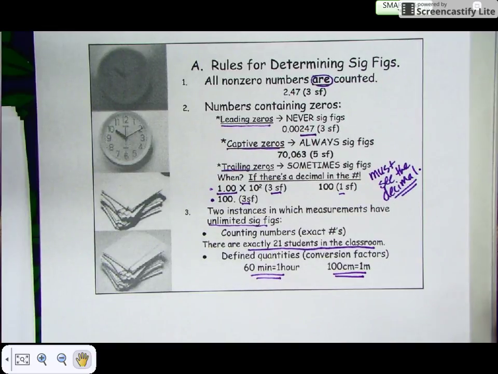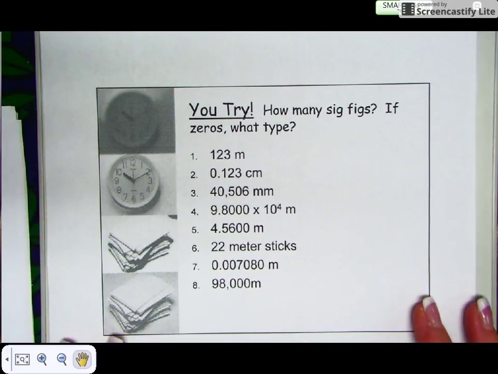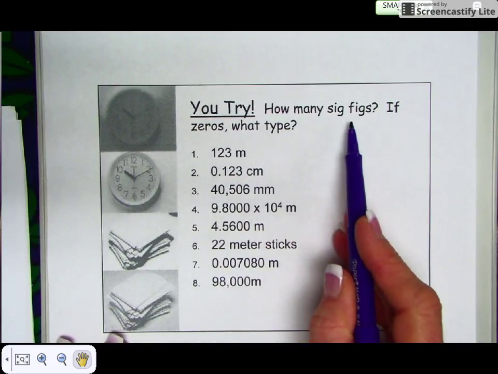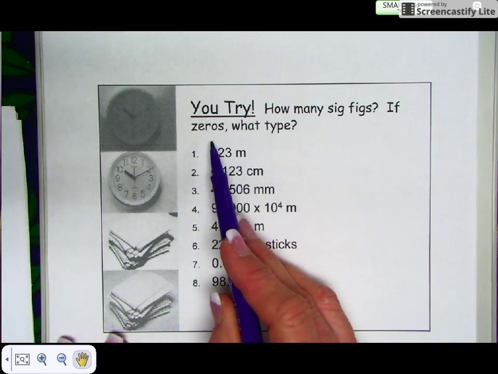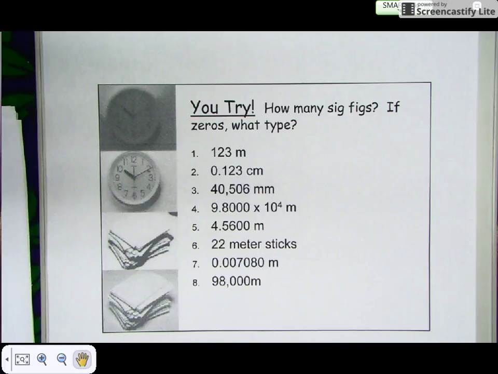So let's do some practice. In your notes, you have 8 examples. Take a minute with your partner and try to determine how many sig figs there are, and then if there are zeros, what kind of zeros there are. Please pause this for just a moment, and then once you're done, start it again and check your answers.